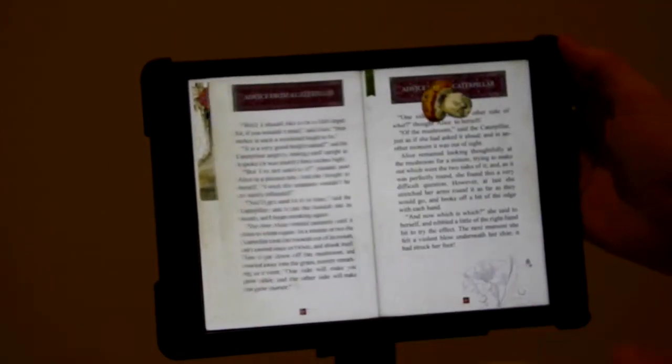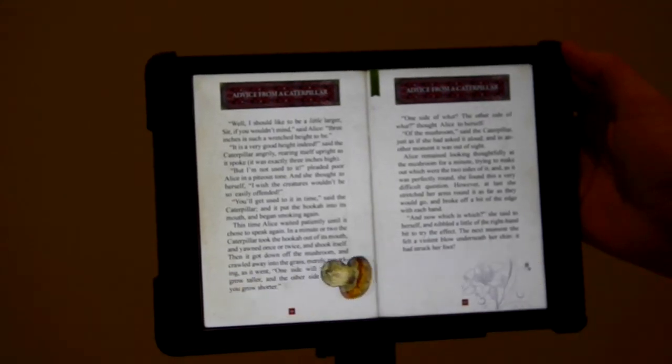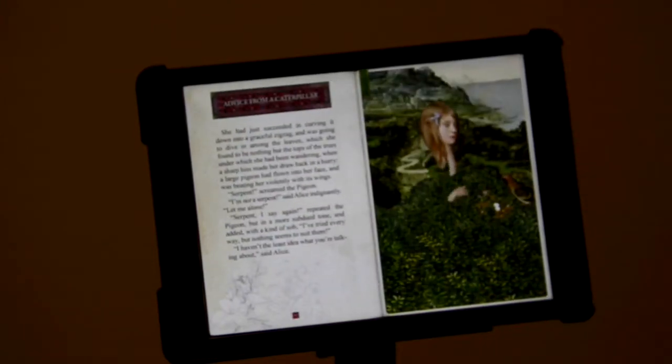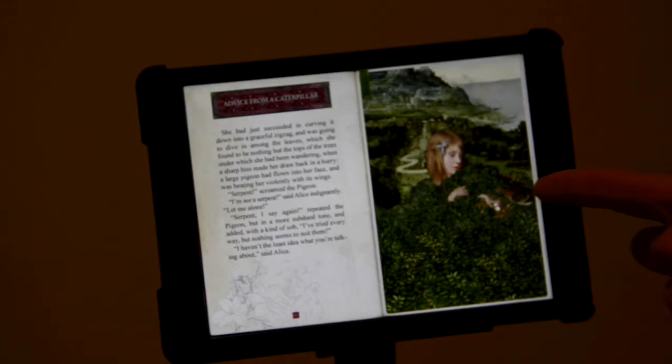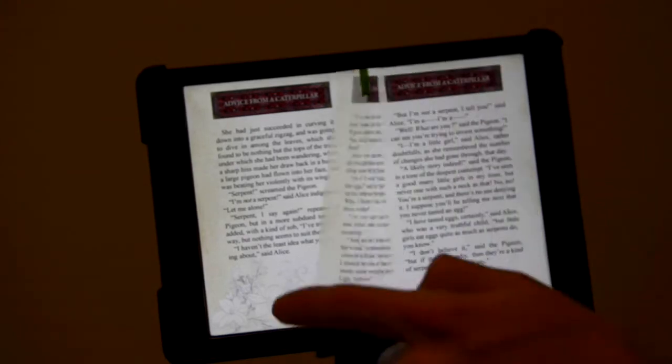"Don't give yourself airs." "Well, I should like to be a little larger, if you don't mind," said Alice. She was a good deal frightened. This is the mushroom. This is a small game. Catch your hand, automatically. She succeeded in getting down into a graceful zigzag, and was going to dive in among the leaves, which she found to be the tops of the trees under which she had been wandering. And then it's nothing but faster and faster.